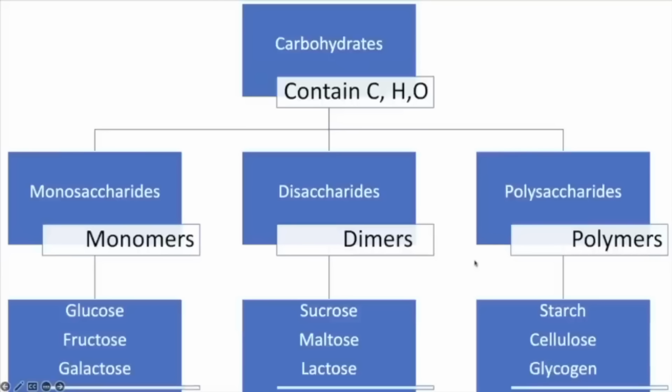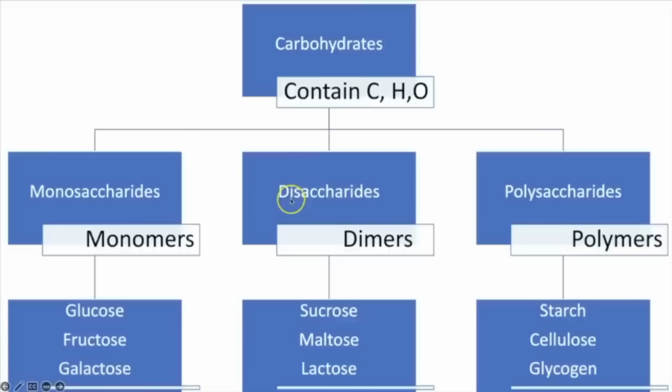So if we have a look at the carbohydrates first, this is showing you an overview of all the carbohydrates that you need to know about. We already said that carbohydrates contain carbon, hydrogen and oxygen, and we can split them into monosaccharides, disaccharides and polysaccharides. Mono meaning one, saccharide is sugar, so it's just one sugar unit, and that would be your glucose, fructose and galactose. And glucose is the main one that you learn about.